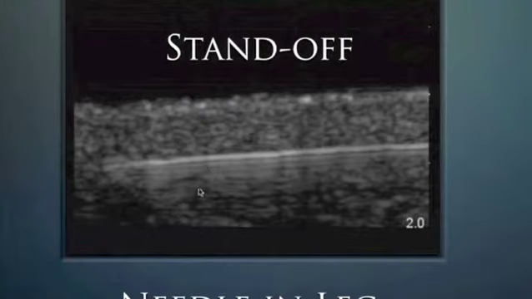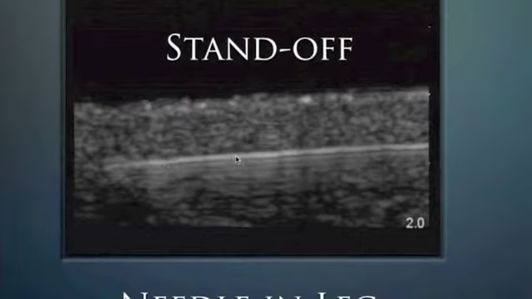Needles do that. Initially it was not known what axis the needle was in, and by ultrasound we're able to see this is the long axis of the needle here, and we're able to see the exact plane of tissue that it was in.